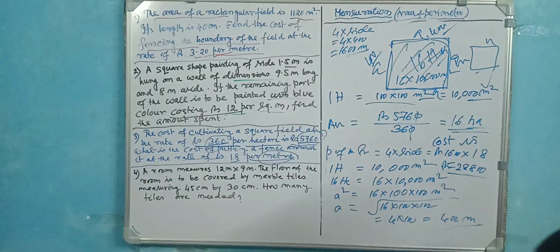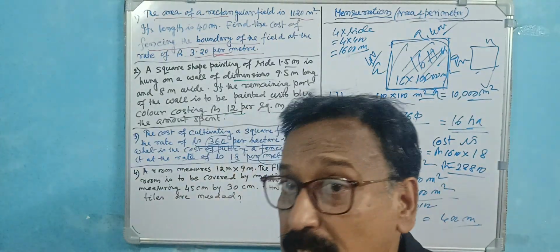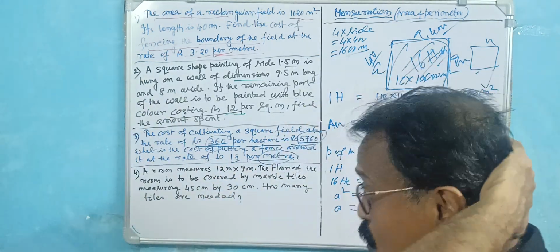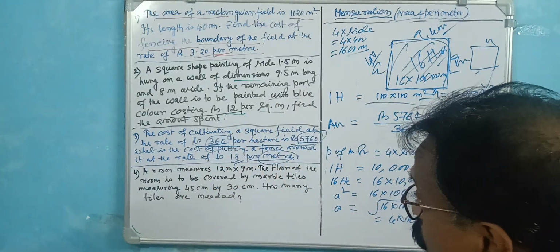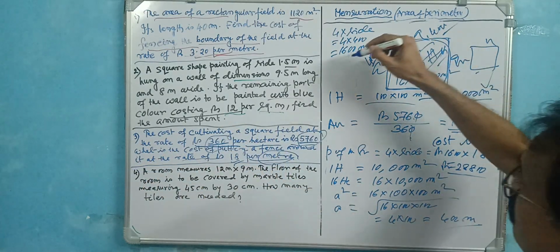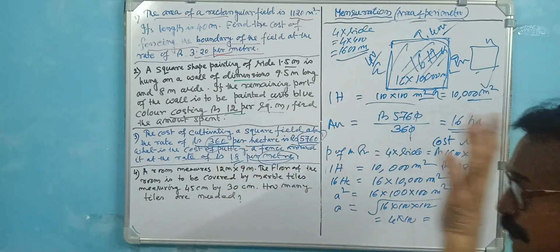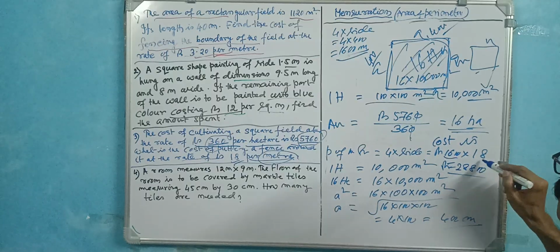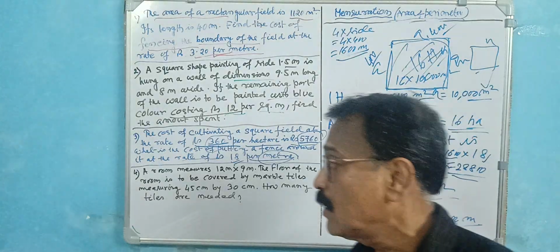What is the procedure? What is the sequence? This one after this one, this one after this one, that is the sequence. Cost is 18 per meter. So what is the total length? Total length is 1600 into 18. That is the total cost, 28800 rupees. 28800 is the total cost.